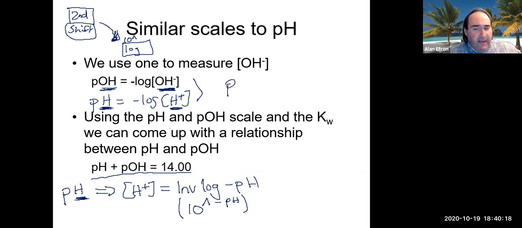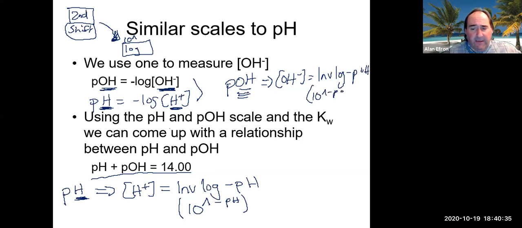You can also do the same calculation with pOH. From the pOH, you could get the OH minus concentration, and that is the same calculation, the inverse log of the minus pOH. Again, when you do that, that's a 10 and a caret on most people's calculator, and you want to do the negative pOH in that case. So those are some really important formulas.